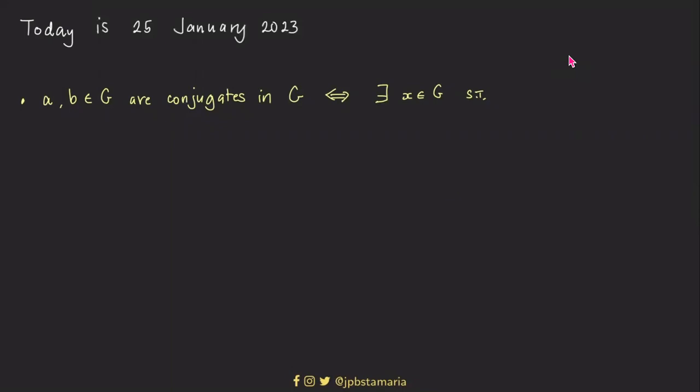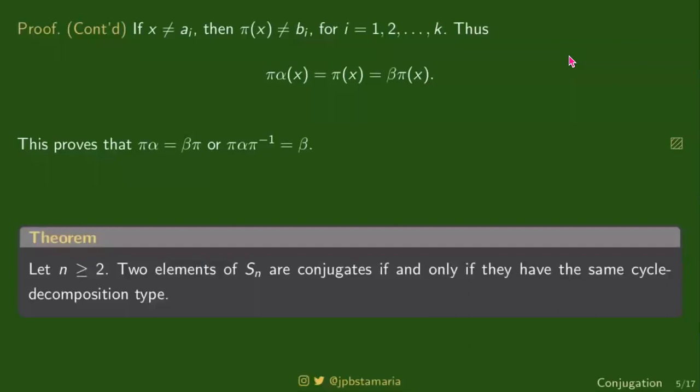Elements A and B are conjugates in G if there exists an element X in G for which A can be written as X B X inverse. In other words, if you can find an element that, multiplied to the left of one with its inverse on the right, gives you the other element. So this theorem specifically tells you when two elements in S sub n are conjugates to one another.